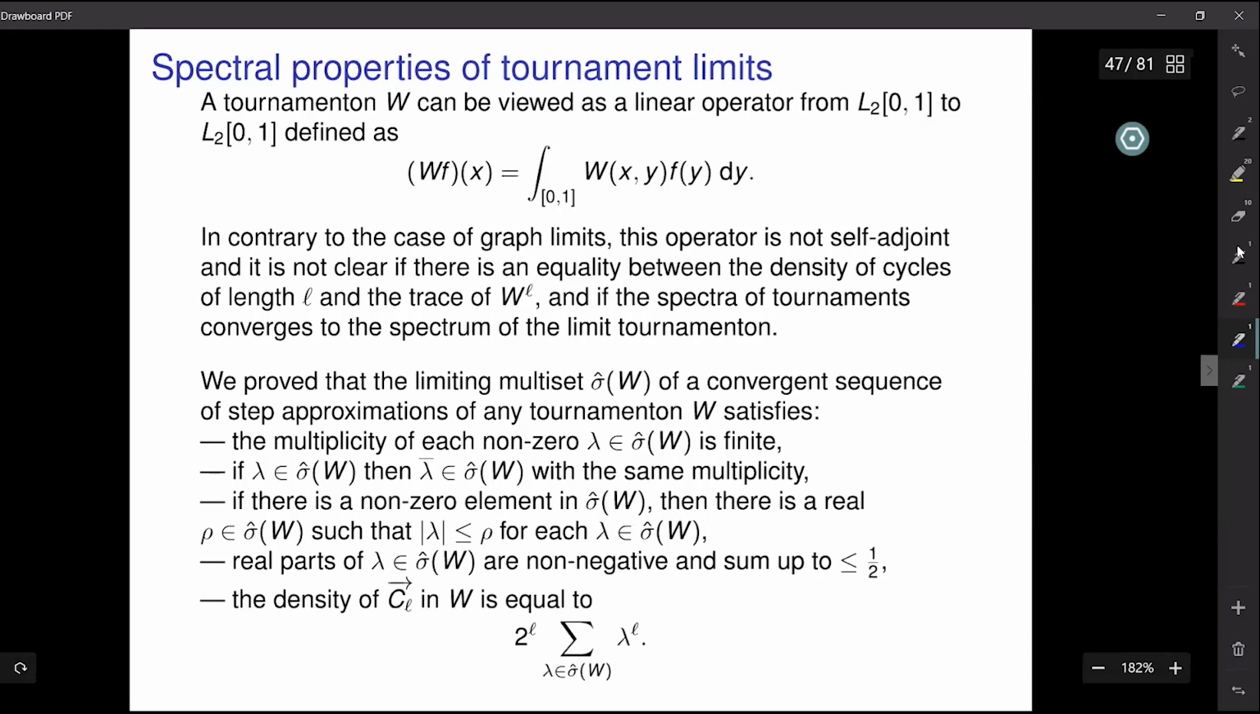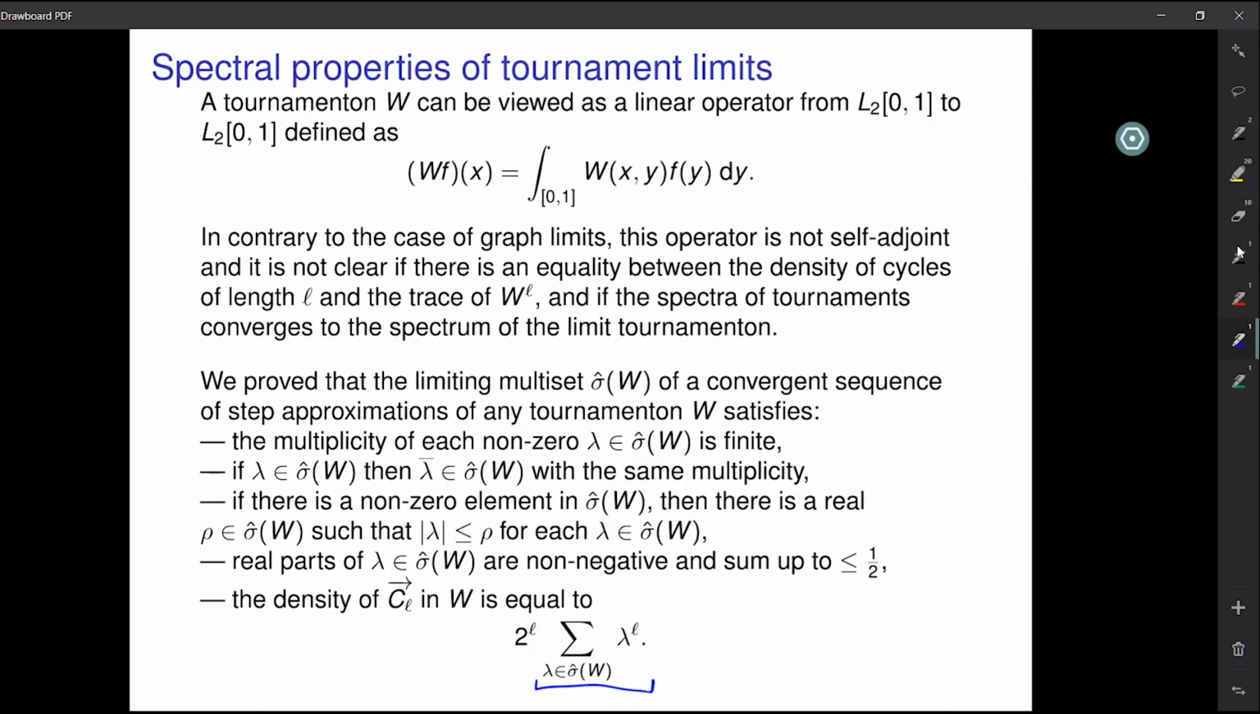And the most important thing for us: if we want to calculate the density of cycles in the tournamenton, then it is basically equal to the sum of powers in this limiting multiset. We don't know if it holds for the trace of a tournamenton to specific powers, but if we consider this limit of spectra of step tournament approximations, then we have this property. So to calculate the number of cycles in a tournamenton, we just need to calculate the sum of powers of those values appearing in the limiting multiset of step approximations.